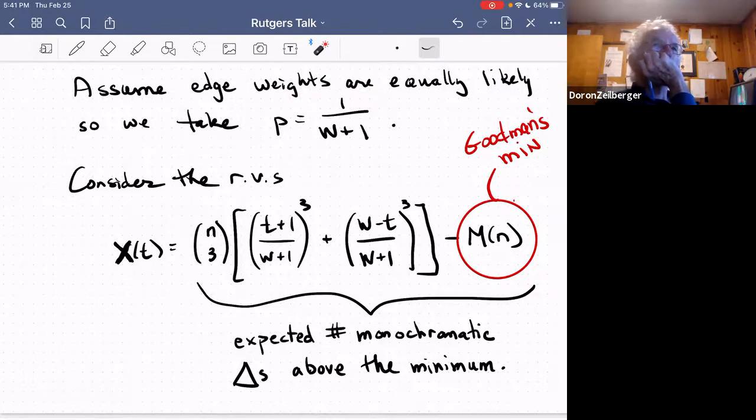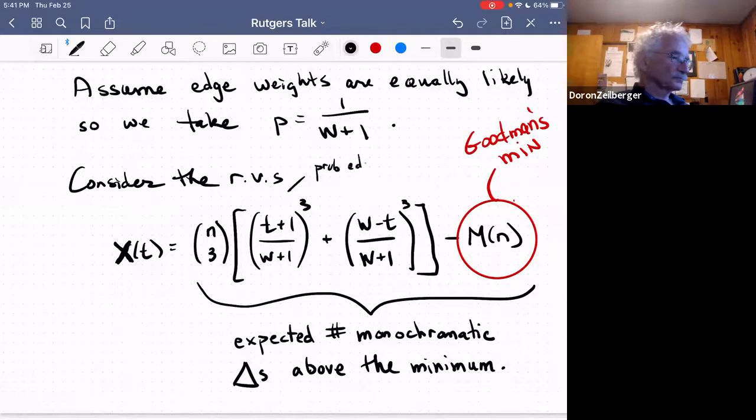So with that, I'll define the random variables x of t as, and choose 3. And then this right here would be the probability that my edge weight is less than or equal to t. And so this would be all 3 are red.